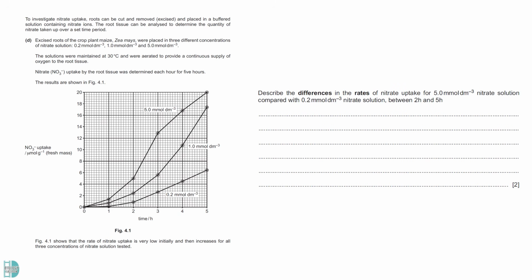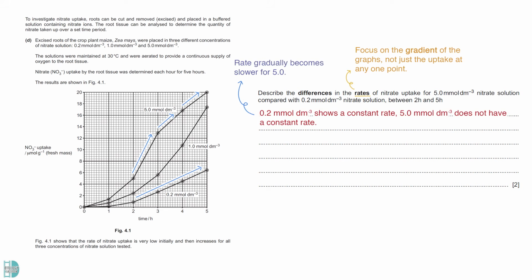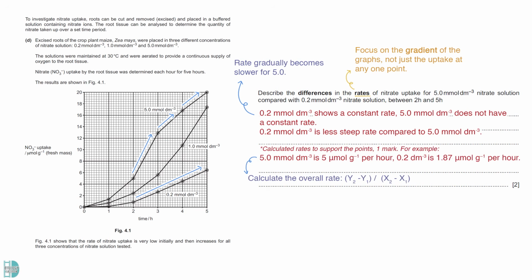This shows an investigation measuring nitrate uptake in maize plants over time with different concentrations of nitrate solution given. You are asked to describe the differences in the rates of nitrate uptake for 5.0 and 0.2 mmol per dm cube nitrate solution between 2 and 5 hours. Since the question asks you to compare the rate, focus on the gradient of the graphs, not just the uptake at any one point. The rate is mostly constant for 0.2, but it changes over time for 5. The steeper gradient shows us that 5 has an increasing rate. In a descriptive question, the use of data will give you a mark. You can calculate the rates to support the second point.